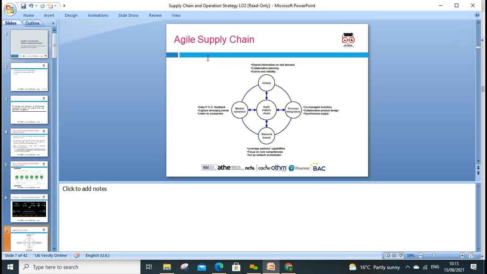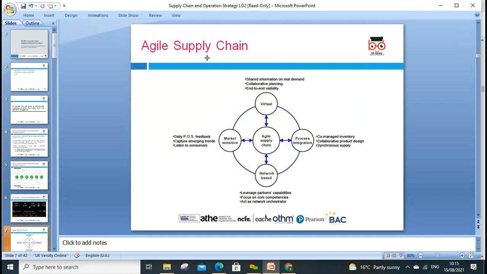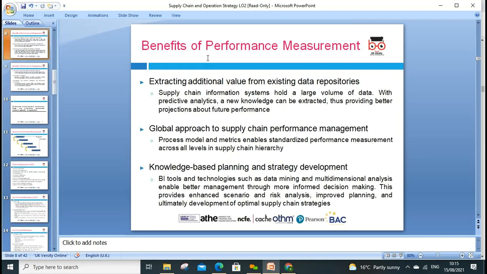The agile supply chain, which we discussed yesterday, is always looking at processes to improve: shared information on real demand, collaborative planning and end-to-end visibility. We need point of sales and the feedback. Always we need to capture it, with process integration, network based and market sensitive. So we need to look at how the market is sensitive. What is happening with one piece of news, what effect can it have on the sales? One piece of news, what can it do to the supply and demand? So we carry on monitoring and carry on planning.